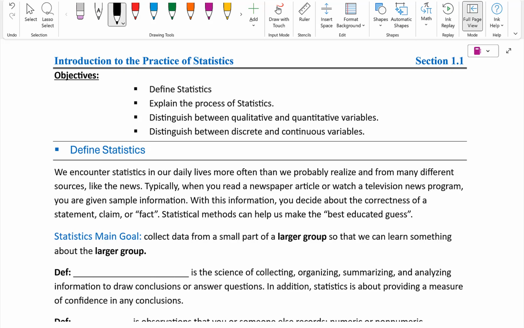We begin with section 1.1, Introduction to the Practice of Statistics. Our objectives include define statistics, explain the process of statistics, distinguish between qualitative and quantitative variables, and then we'll distinguish between discrete and continuous variables. So we start by defining statistics.